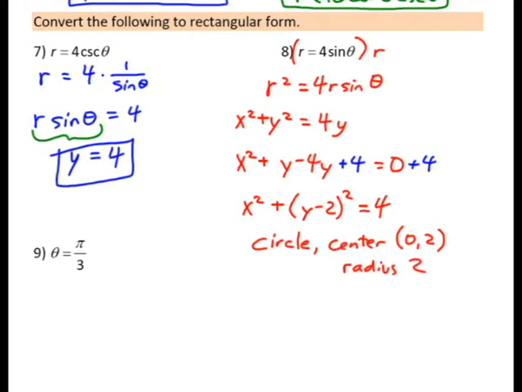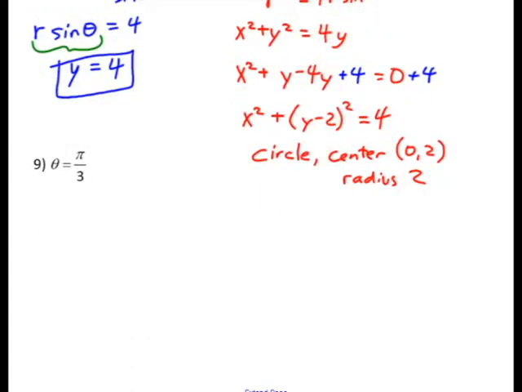Our final example isn't solved for r at all. In fact, r does not appear in this equation. What that means is that r is free to do what it wants, and all we have is an angle that limits it. This is best visualized on a graph to see what's happening.